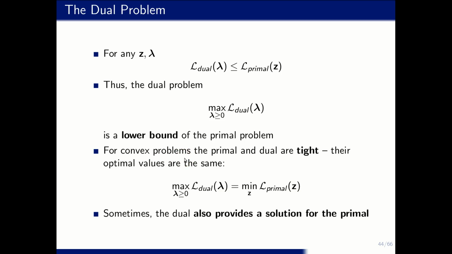And in principle, the main story of duality ends here. This is already pretty useful. So it's a lower bound. The dual problem gives us a lower bound. And this is already pretty useful.